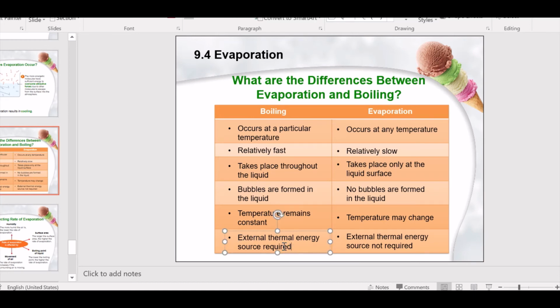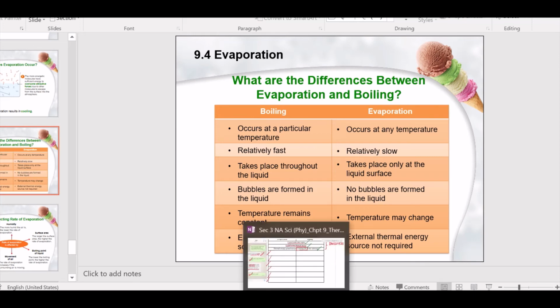External thermal energy of the source is required for boiling, but for evaporation, an external thermal energy source is not required. What do I mean by that? That means for boiling, you have to put it under a flame or some form of heater or whatever. But evaporation may just occur naturally, even though you don't supply heat to it. So these are the differences between these two processes. Do pause the video and take down the notes.